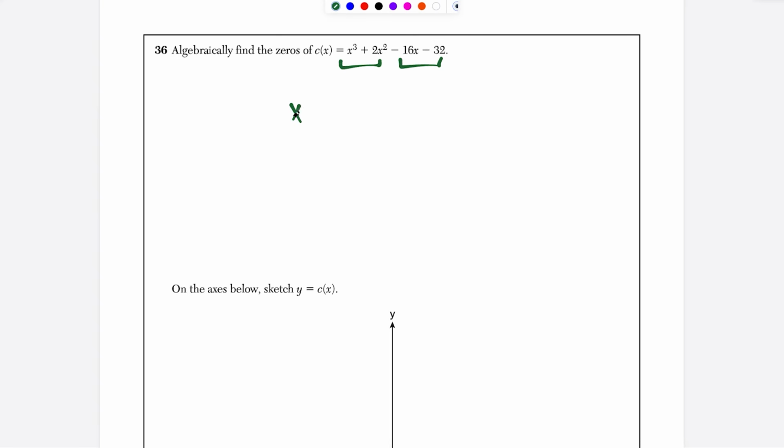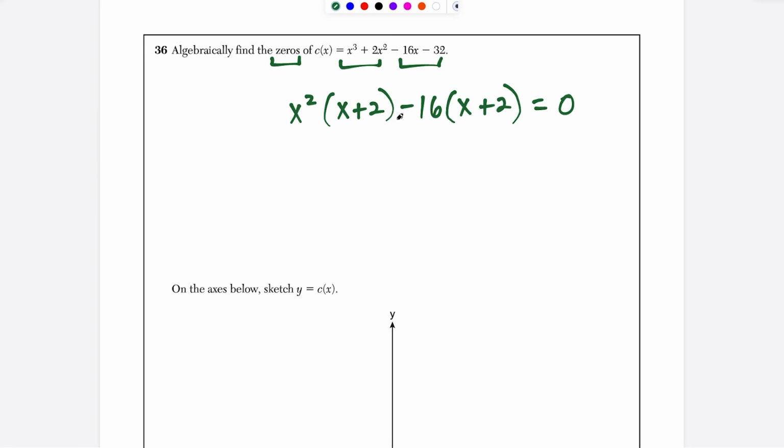So we're going to have x squared, and if we divide each of these things by x squared, we're going to have x plus 2 left. And then over here, I'm going to take out a minus 16 because the goal is to get a matching binomial with x plus 2. So if we factor out a minus 16, negative 16x divided by negative 16 is x, and then negative 32 divided by negative 16 is plus 2. And we're going to set all of this equal to 0 because we're looking for the zeros of c of x.